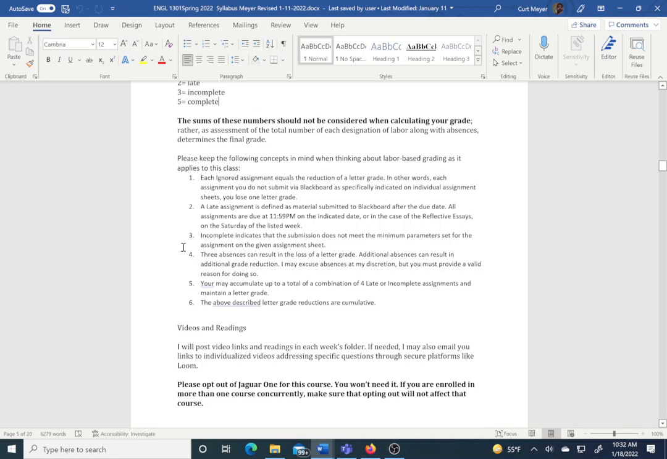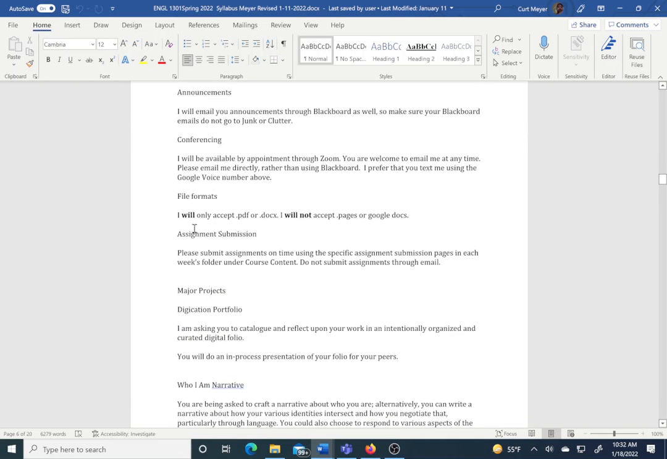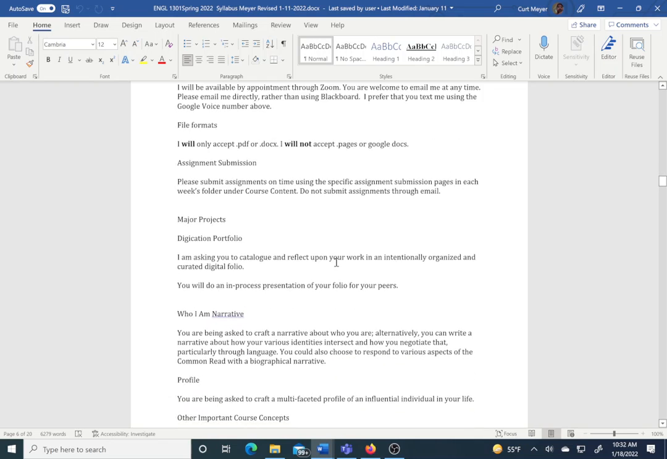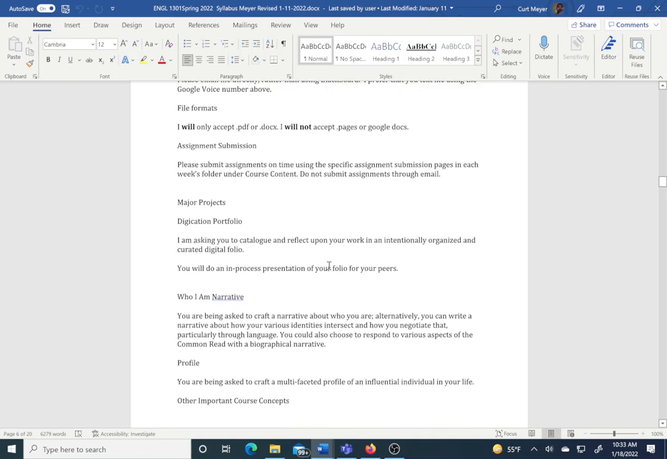Again, pay very close attention to this part of the syllabus. This is also key too. I will not accept Pages or Google Docs, okay? As A&M San Antonio students, you all have access to Microsoft 365, so technically speaking, no one should have any excuse not to do their work in Microsoft Word. And if you must do it in something else, you can render that as PDF, okay?